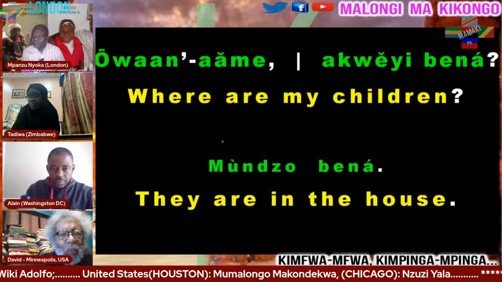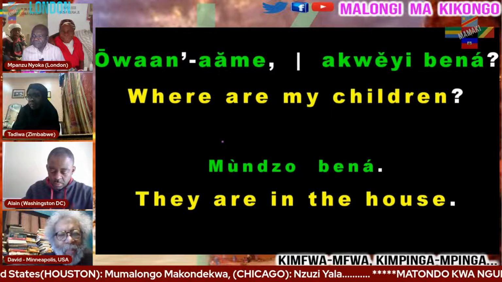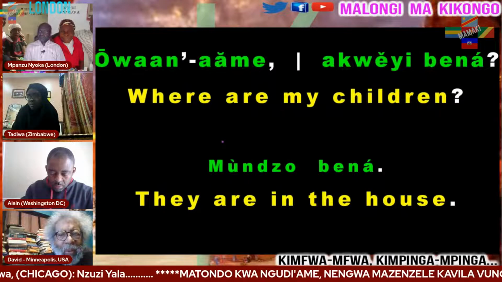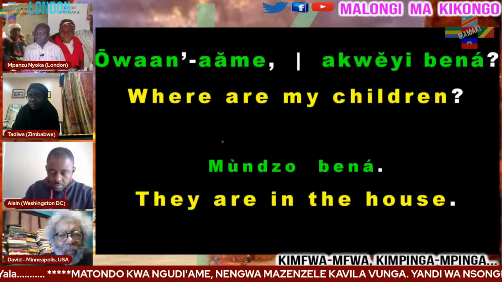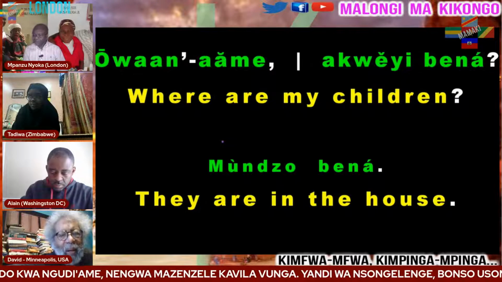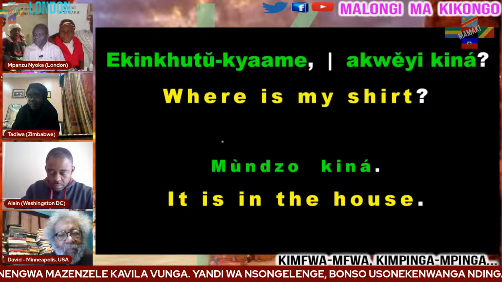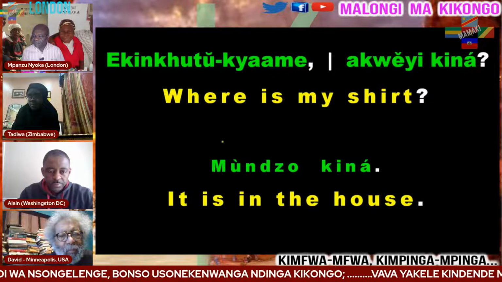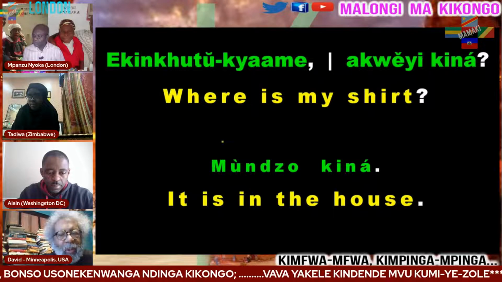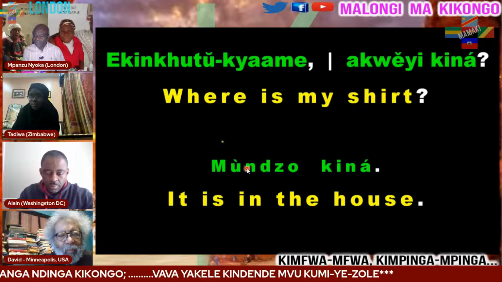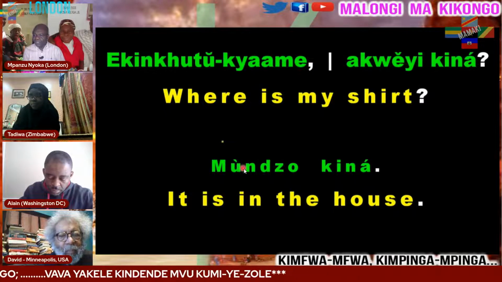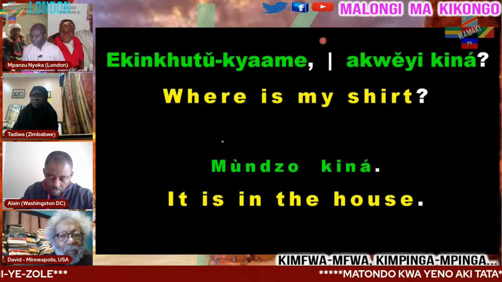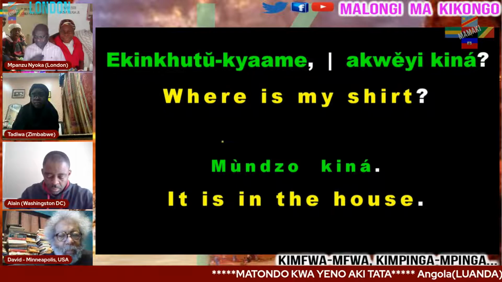agreement comes in. Owan ame akwe bena. Where are my children? Munzo Bena. Okay, all right, I see. Nzo is a house, yeah? Nzo house. So we have two words here. We have Muna space Nzo. Don't worry about the D. It's D just for the tone.